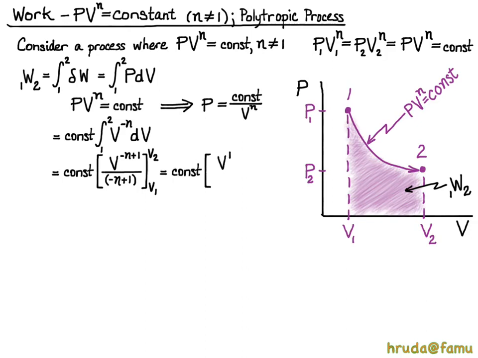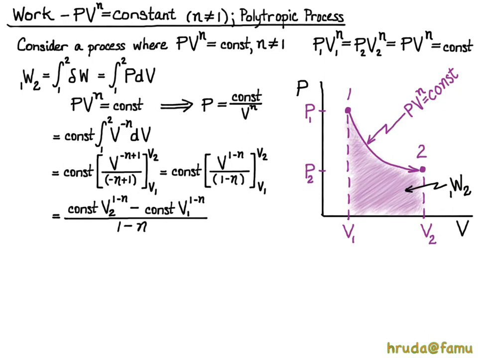I don't like the minus sign hanging out in front of the n, so I'm just going to use the property that addition is commutative. So instead of minus n plus 1, I'm just going to say 1 minus n. So we get that the work is equal to a constant times V2 to the 1 minus n minus a constant times V1 to the 1 minus n, all over 1 minus n.